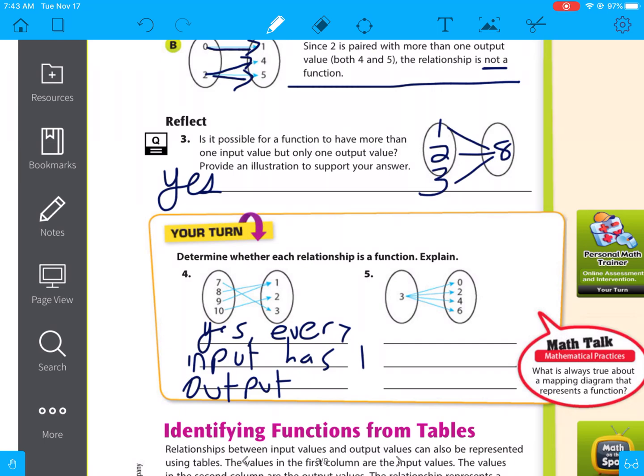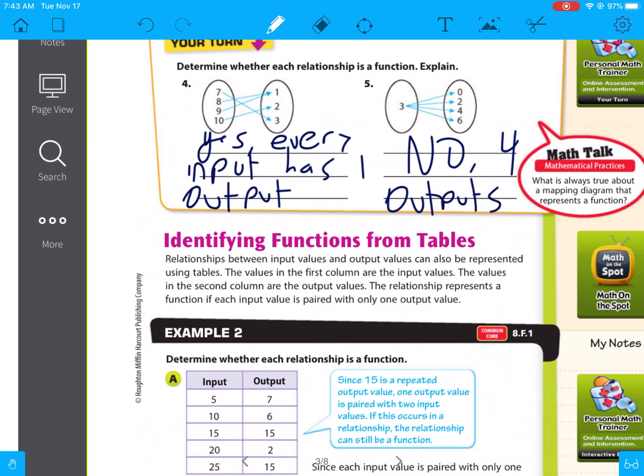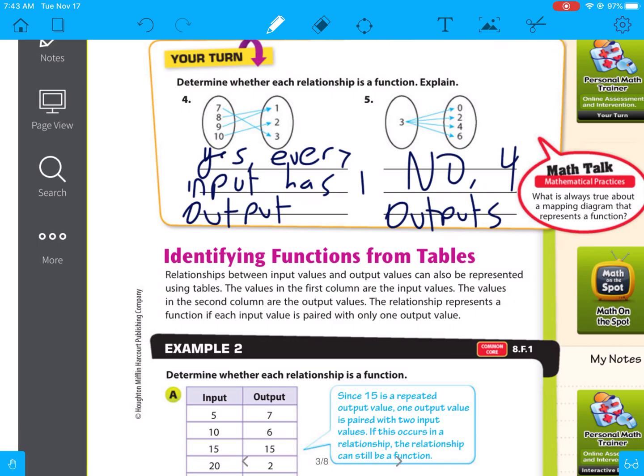Now look at number 5. 3 goes to 0, so the input of 3 has 4 outputs. So no, 4 outputs. So remember, you can only have one output. So that's how you can describe it from mapping diagrams.